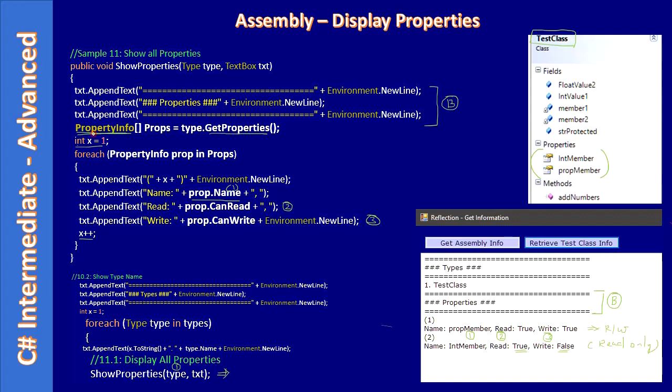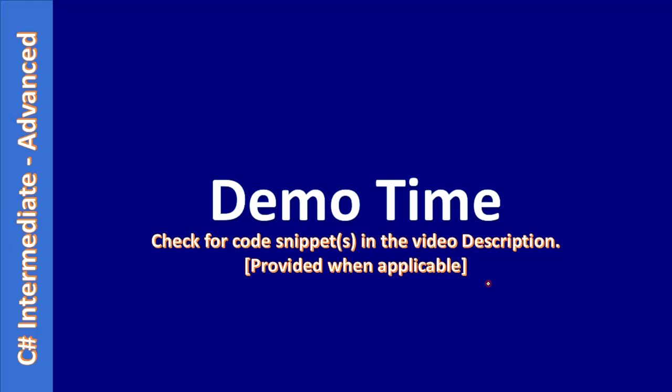So what you have to note here is Type.GetProperties will retrieve you the PropertyInfo. Then we are iterating over the PropertyInfo. Then prop.Name, CanRead, CanWrite. These are all the properties of the PropertyInfo, and we are making use of that and displaying the relevant information here. Alright, now let's go to the demo and see how it works.